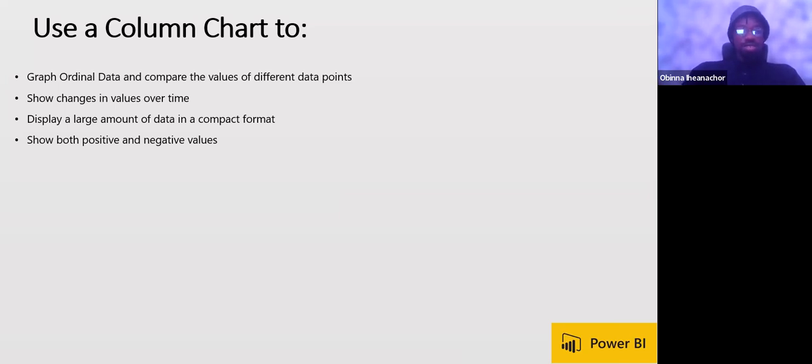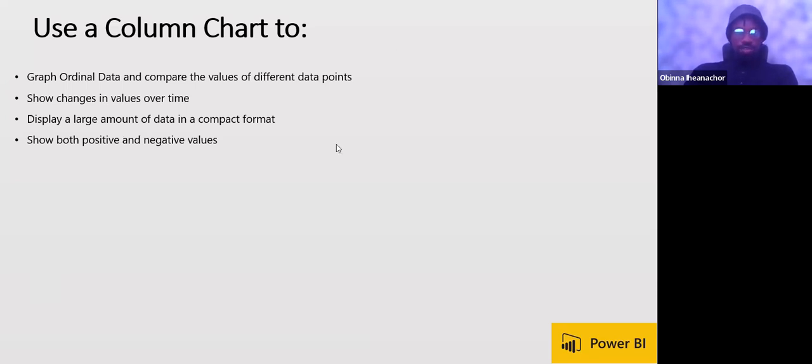Or years, right? When you want to group sales by years, for example, the column chart is useful in that scenario. So you use a column chart for ordinal data and also to show change in values over time. Also use the column chart to display a large amount of data in a compact format. And lastly, you can also use a column chart to show both positive and negative values.